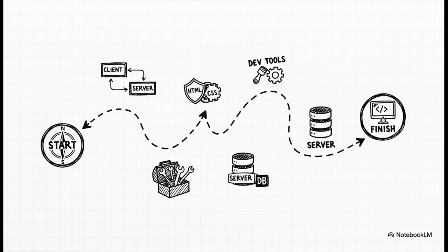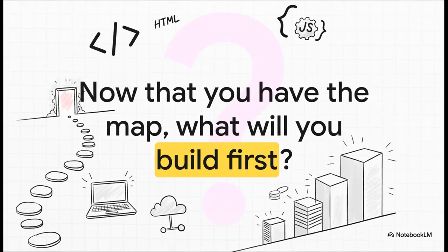And there you have it. That's the map. We've gone from the very basics of how the web works, all the way through building the front end, mastering your tools, and even getting a taste of the back end. You now have a clear path to follow. So, the path is clear. The tools are out there waiting for you. The only real question left is, what amazing thing are you going to build first?